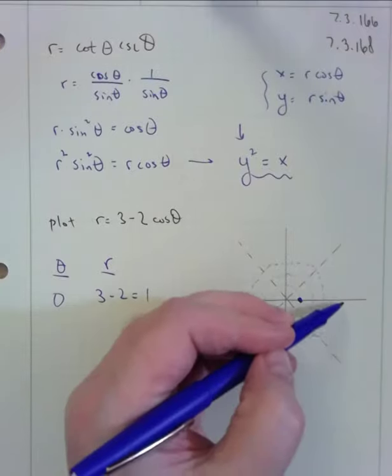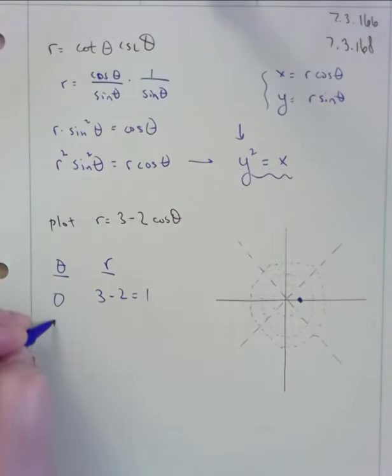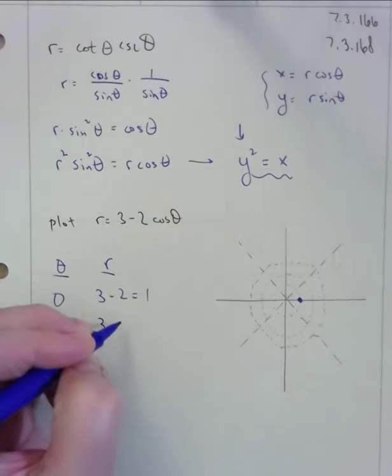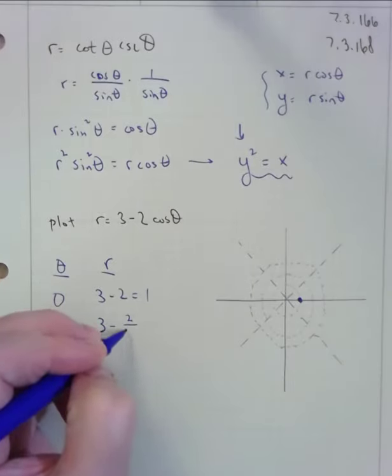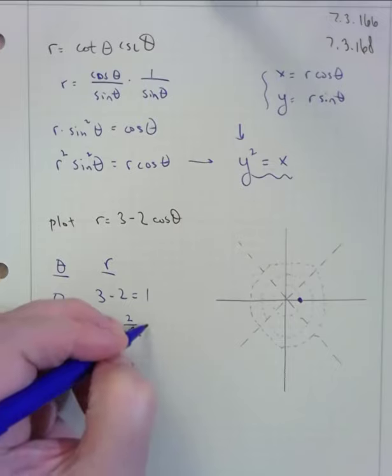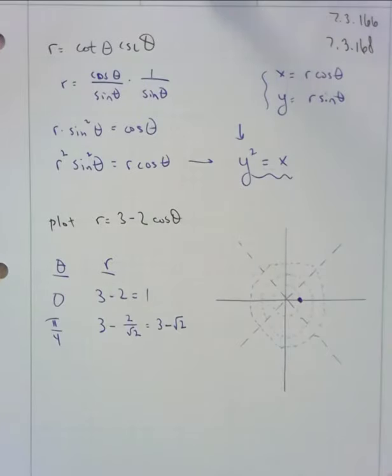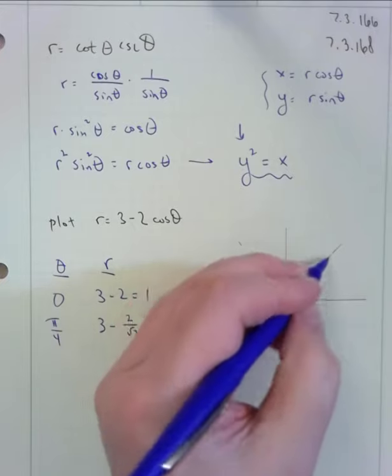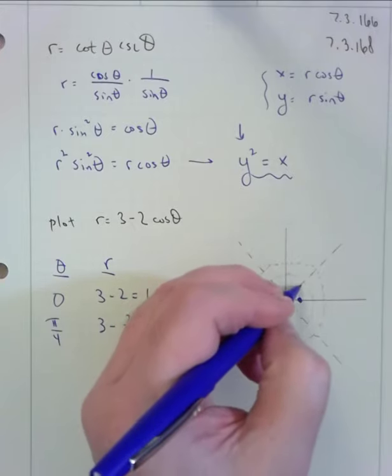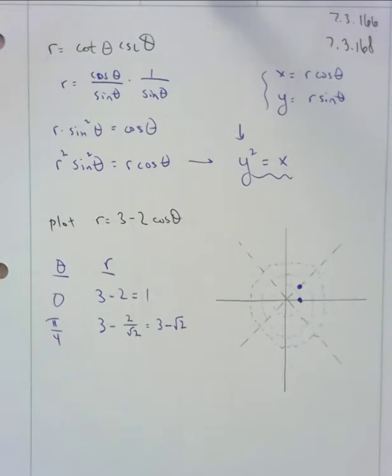Then let's sweep around to theta equals pi over 4. Well, when theta equals pi over 4, cosine theta is 1 over the square root of 2. So r is going to be 3 minus 2 times 1 over square root of 2, which is 3 minus the square root of 2, which is 3 minus 1.4-ish. So we're looking at about 1.6. And so on this ray for theta equals pi over 4, we'll put a mark there for that point.